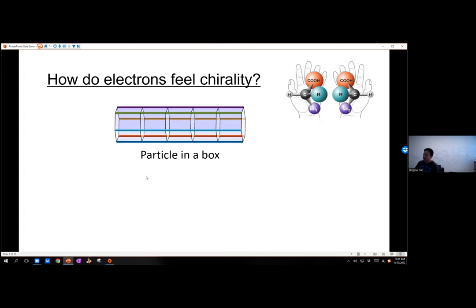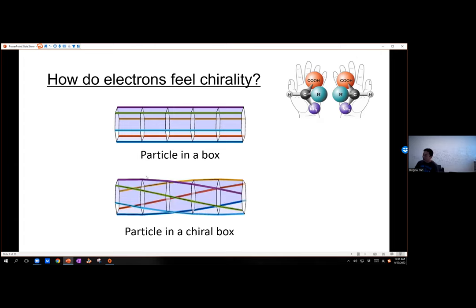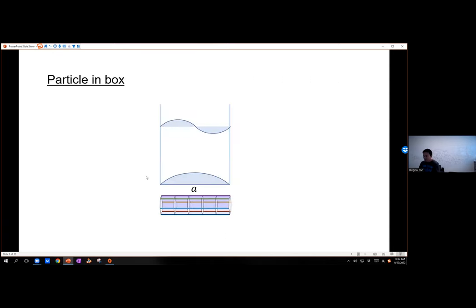Let's mimic it as a particle in a box. It's confined in a box. And for a chiral molecule, simply, let's twist the box, make the box chiral. We ask a quite simple question: how does an electron behave in a normal box or in a chiral box? From this chiral box picture, can we get some useful insight?